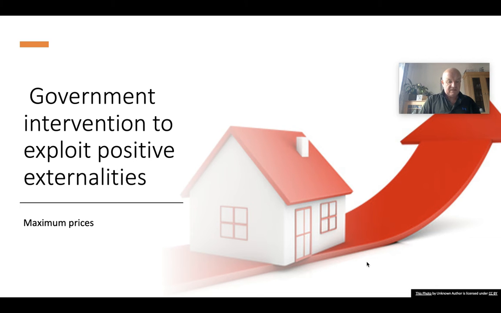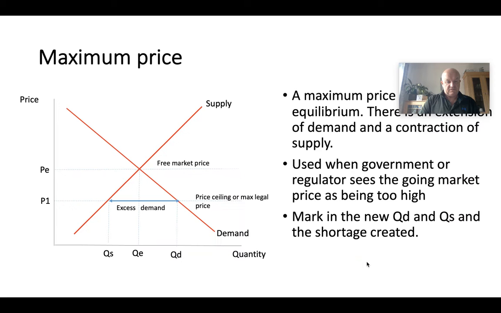Okay, so the next thing then to consider. We talked about subsidies as a way of the government intervening to exploit positive externalities, but one can also use something called maximum pricing. We mentioned use of minimum pricing to try to reduce negative externalities. But in this instance, to exploit positive externalities, we might apply some maximum price points, where we set a price ceiling rather than a price floor.